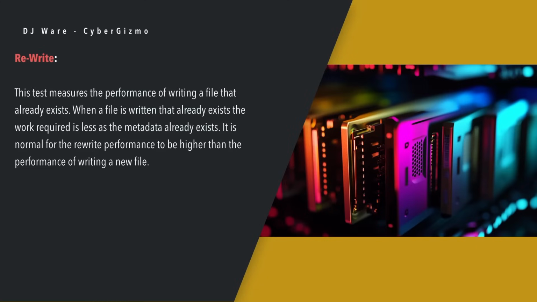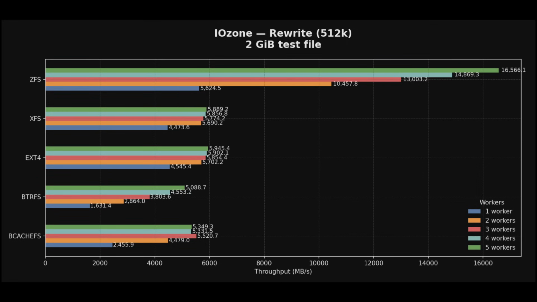Rewrite, this test is rewriting a file that already exists, which means that usually there's a lot less work required, because you don't have to set up an inode table, you don't have to insert it into the directory structure and index it, blah, blah, blah. So ZFS is doing this in memory. XFS, ext4, Bcachefs is drive speed. Btrfs, drive speed. ZFS, memory.